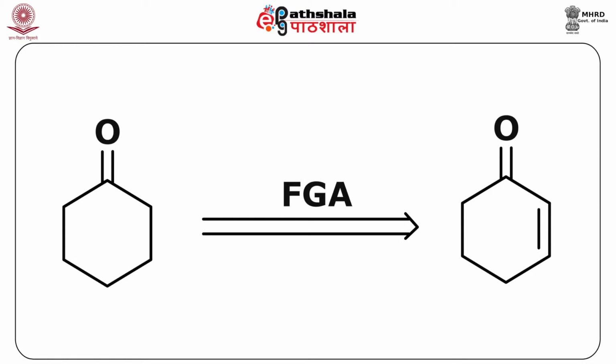Here we can see that the single functional group in cyclohexanone is the carbonyl group, which gets converted by the functional group addition to two functional groups, that is, one is the ketone and another is the double bond at the conjugated position. There is an additional functional group, that is the alkene, which has been added. So, we call this the functional group addition approach.